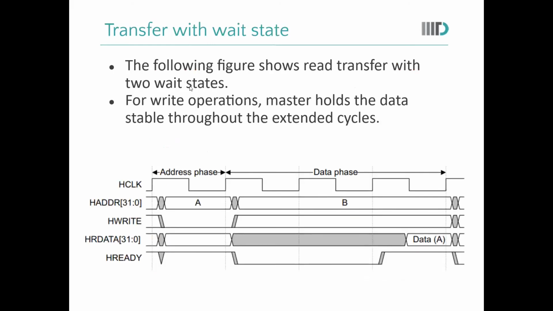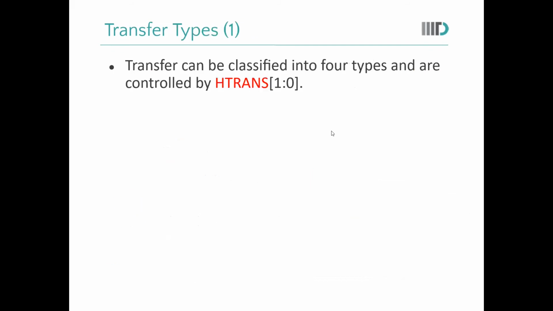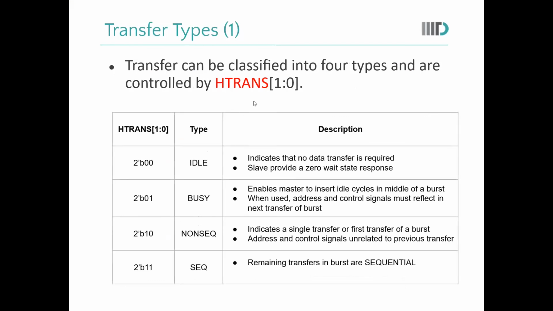So in the following case, we have two wait states. For example, if the slave is not free, then we have this particular wait state. In this case, HREADY goes down to 0, and after 2 clock cycles, you obtain the data. Now transfer types are decided by the HTRANS signal.